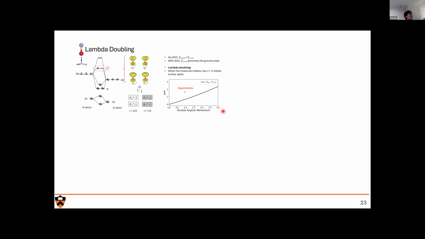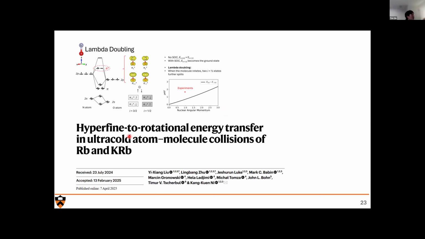As a side note, I also find that with this method, we can deal with something else. For example, lambda doubling experiments are interesting. Also, our next speaker, Professor Ni, has recently published a paper about hyperfine to rotational energy transfer, which is highly relevant to our method, and there's a good chance we can play a role there too. If people want to know more and discuss more with me, please don't hesitate to send an email.